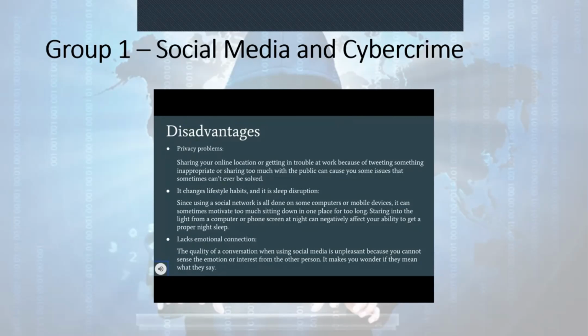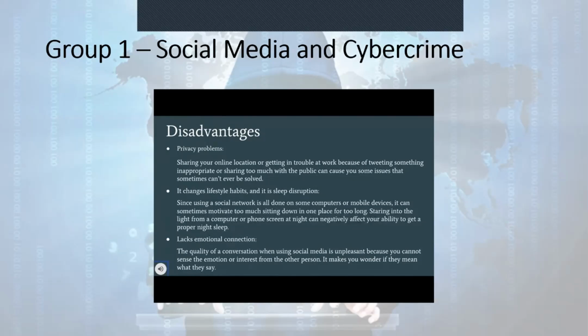It changes lifestyle habits and it causes sleep disruption. Since using a social media network is all done on computers or mobile devices, it can sometimes motivate too much sitting down in one place for too long. Staring into the light from a computer or phone screen at night can negatively affect your ability to get a proper night's sleep.